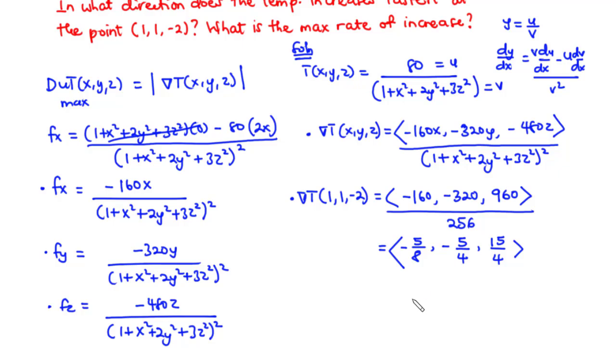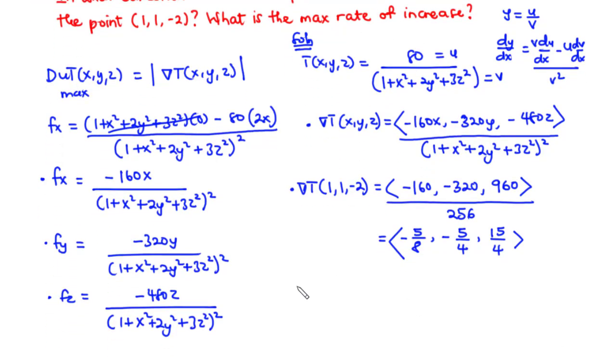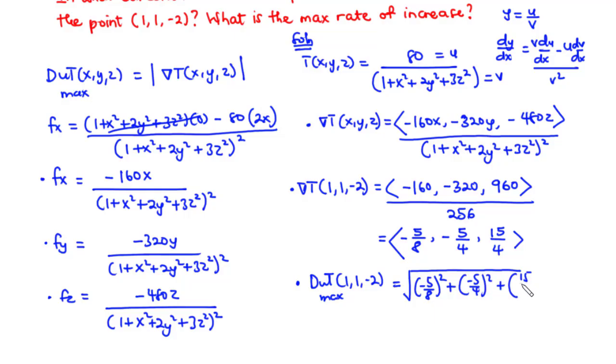Now let's continue. Since we want to find the maximum rate of increase, then we are going back to the maximum value of the directional derivative. So D_u T of 1, 1, negative 2, that is the maximum value, is equal to, now we are going to take the magnitude of this. So we are going to have the square root of the square of each of the components, and then we add them up. So negative 5 over 8 square plus negative 5 over 4 square plus 15 over 4 square.